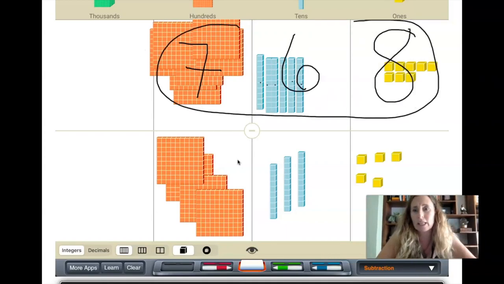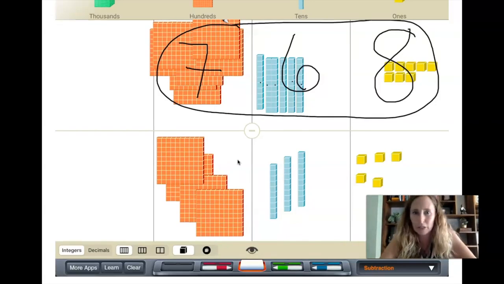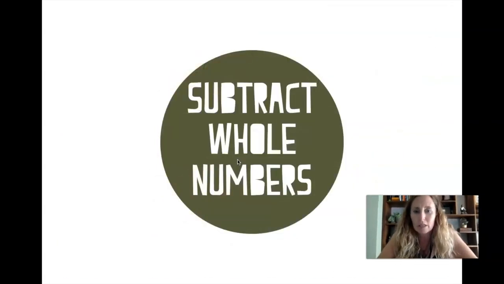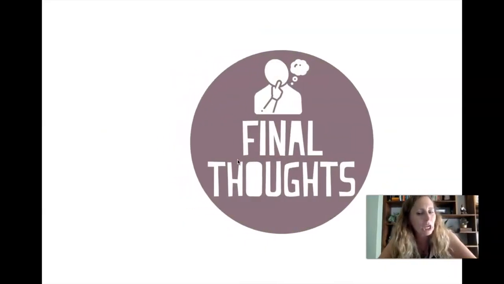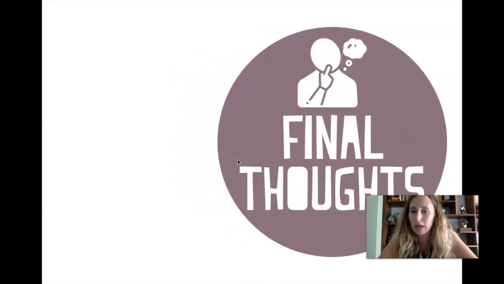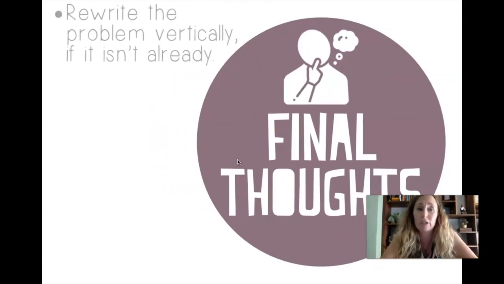So hopefully seeing this problem with those base 10 blocks might help you get an understanding of what we're doing when we say you need to borrow, or you need to regroup, or you need to carry. There's a lot of different terms we use for that algorithm. So subtracting with whole numbers is something that you're probably pretty good at already, but it definitely might need a refresher now and then. It is a little more complicated than addition.